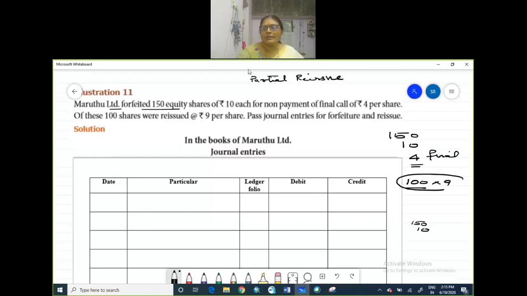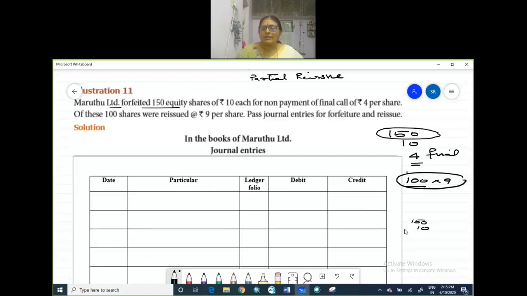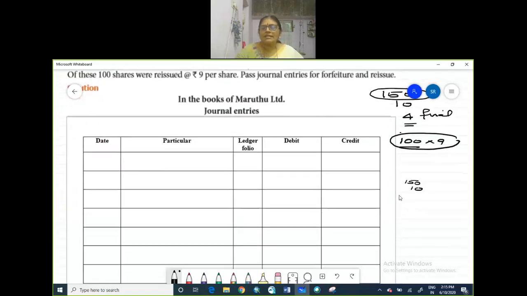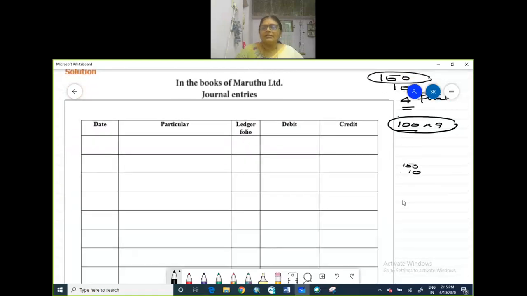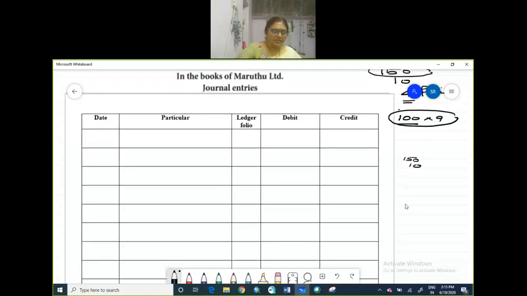This is a complicated problem. 150 shares were forfeited. In that, the reissue is only 100, and that too at what rate? At 9 rupees only. Now shall I get into the problem and I'll teach you the accounting treatment. Fine. So let us take the journal. First journal. Now we are going to forfeit the shares.